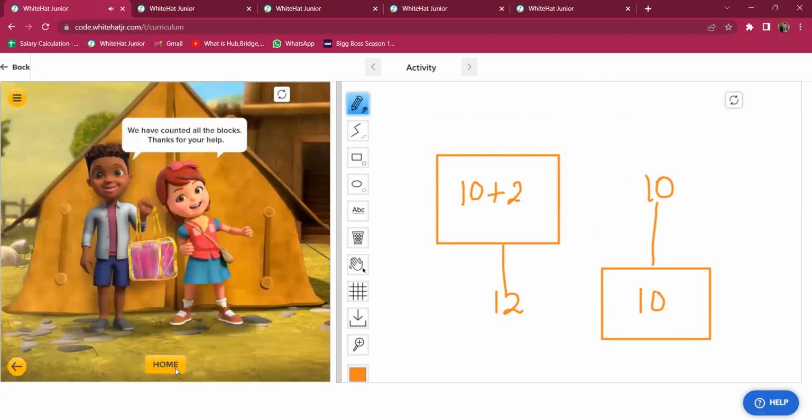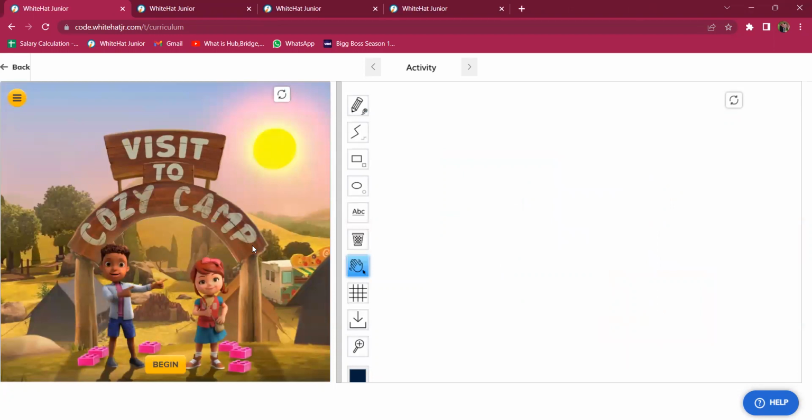Good job. So we have counted all the blocks. Thanks for your help. Let's move on to the after activity 2, students delight. So let's start practicing more sums.